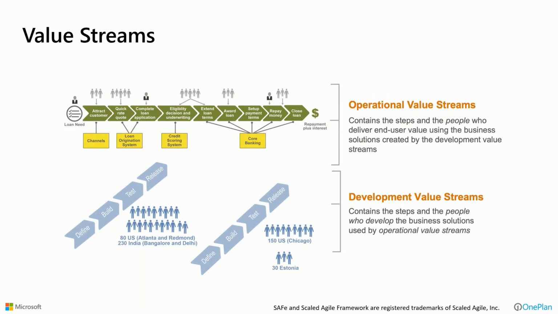When we talk about that, there are the operational value streams, which are the people who deliver the end user value, ultimately the products and the value we're delivering for customers that also benefit our own organizations. Then there are the development value streams, the people who develop the solutions used by the operational value streams. We have people dedicated to these areas, and they support an ongoing stream of delivery of value rather than looking at individual projects as the end goal of what we are trying to accomplish.